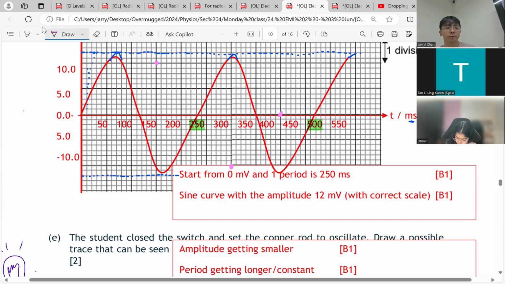Sorry, let me read that. Okay, so something like this. Amplitude getting smaller and the wave getting stretched out more. 450, 600. Yeah. So something like this will be marked correct. So smaller amplitude, longer period.